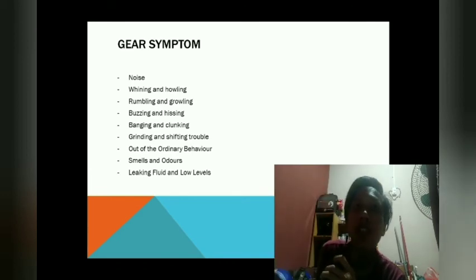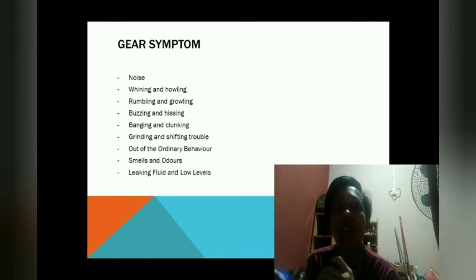The next symptom is out of the ordinary behavior. You know your machine and how it's handled. If the gear starts changing for no reason, such as if you are out on the open and your gearbox shifts into a different gear or slides into neutral in automatic, you have a problem with the shifting.